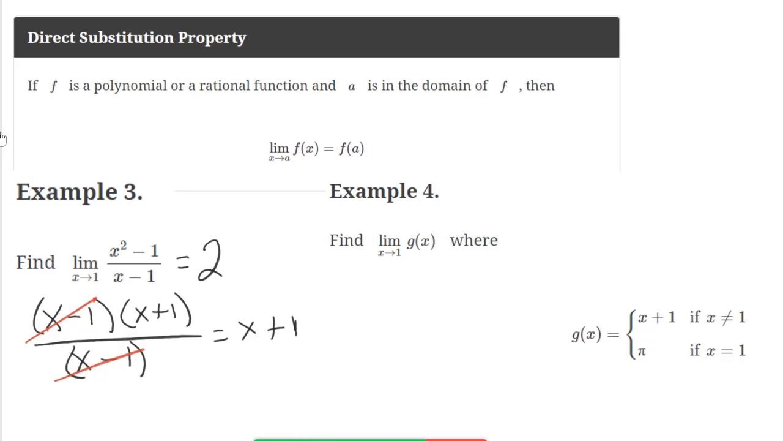Okay? However, we're looking at the limit as it goes to it, not necessarily exactly where it is. So what I want to look at is this one. What does this value here go to if I'm going to plug in 1? Okay? In that case, it's 2. So this limit is going to 2 because that's what it's going to, not what it is at that exact point.